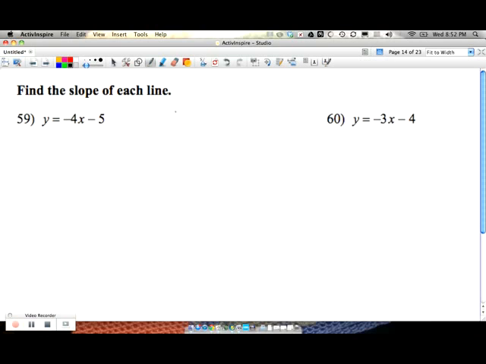Find the slope of each line. This is purely knowing the format that it's in. It says y equals mx plus b. And we're looking at that slope. So in this case, it's 4. In the next case, it's negative 3. Or pardon me, negative 4 and then negative 3. It was that fast.